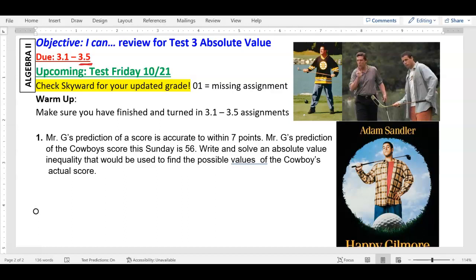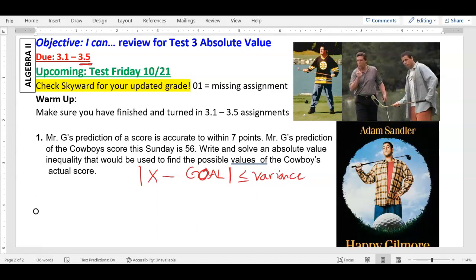All right. Now, assuming this is all very accurate, because it is, write and solve an absolute value inequality that would be used to find the possible values of the Cowboys' actual score. Now, check it out. On your notes yesterday, we learned that here's how you set it up. You put the absolute value bar, X, minus the goal. What is like the perceived optimum expected goal? Less than or equal to the variance.